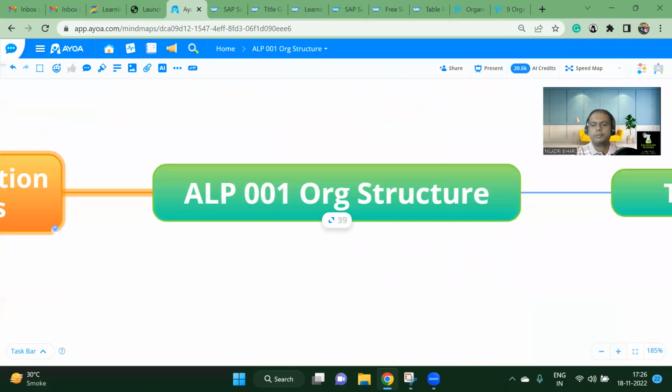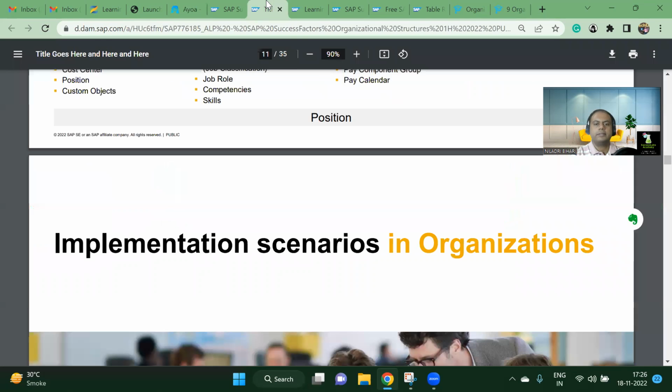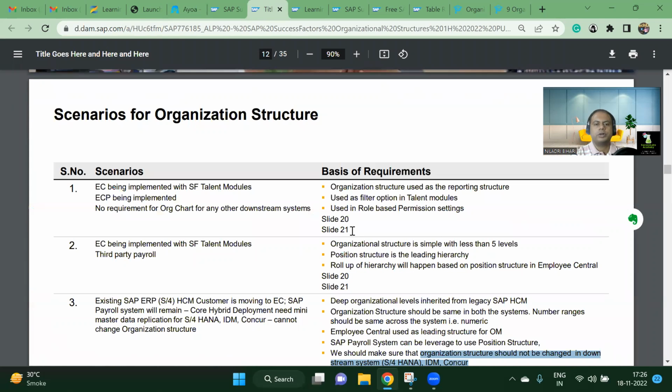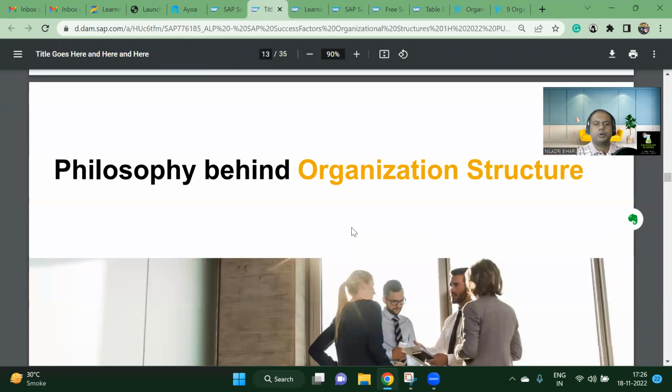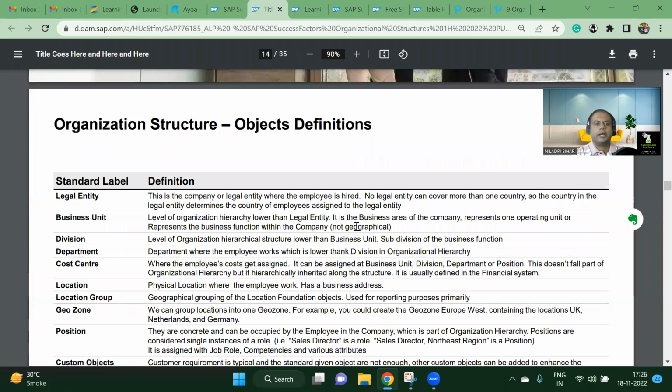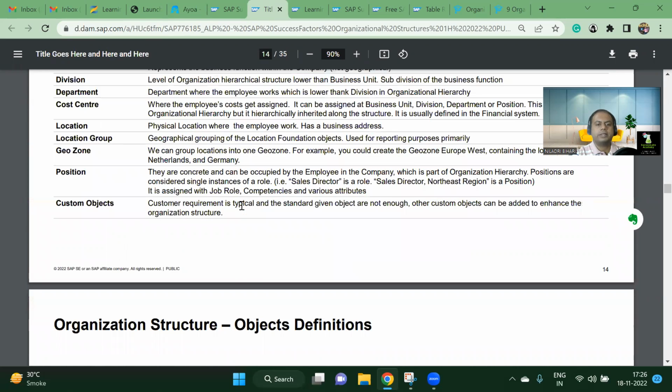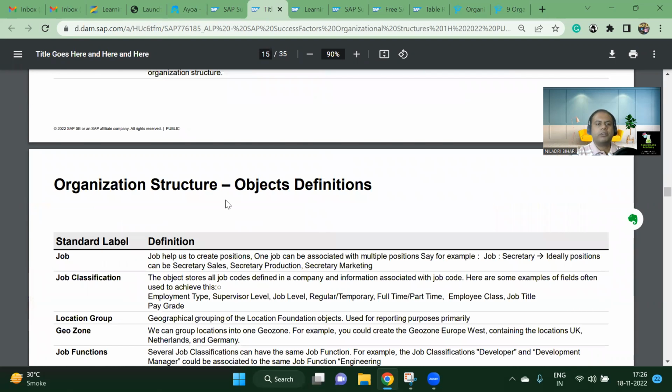That is our philosophy behind this ALP, the philosophy behind these business scenarios, which we'll be talking about, right? So this is again about different definitions. Many of you already know about it, the key definitions, all these things. You can go through it. I am not going to emphasize on it. You can read on your own. This is a task for you. So all these are defined.